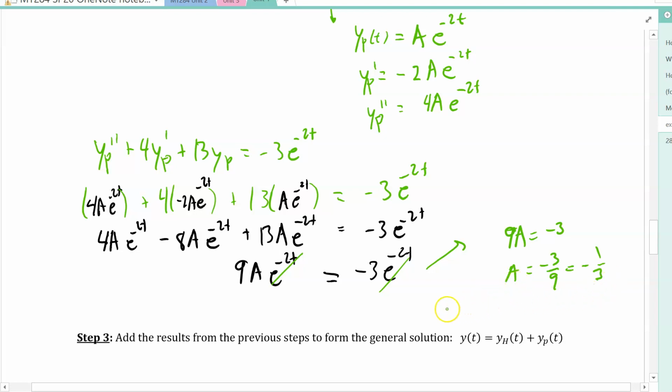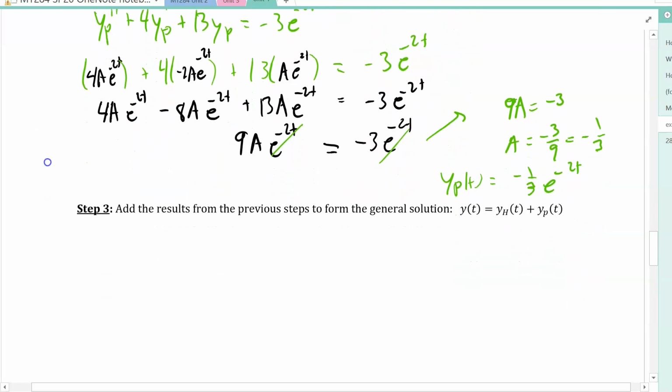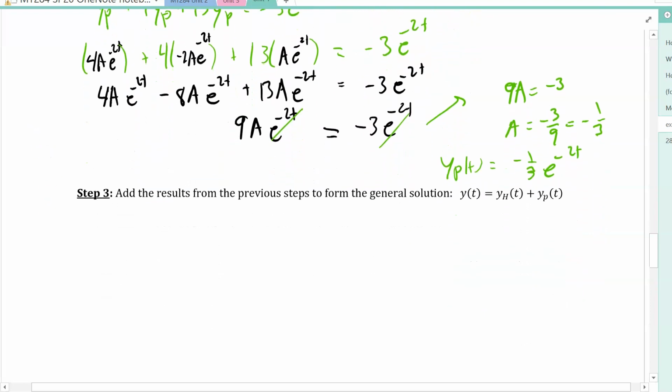Okay, so what is y sub p of t? It's going to be negative 1/3 times e to the negative 2t. Alright, so that's most of the work for this example. I've got other examples, and the posted videos for those are linked out to in Lumen as well. So what is our answer then? What's our general solution?